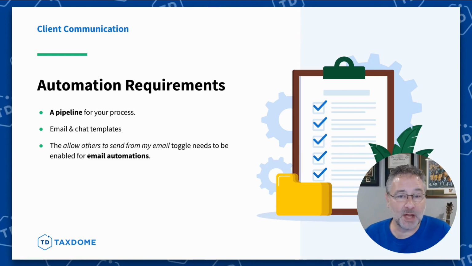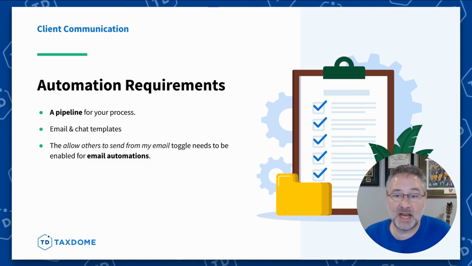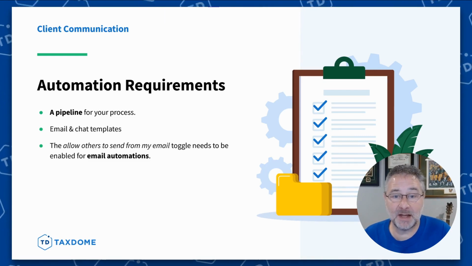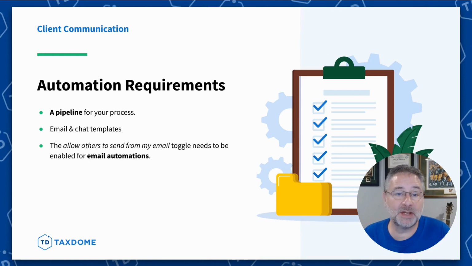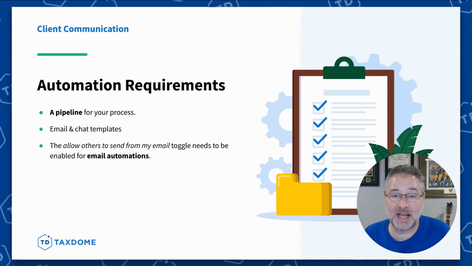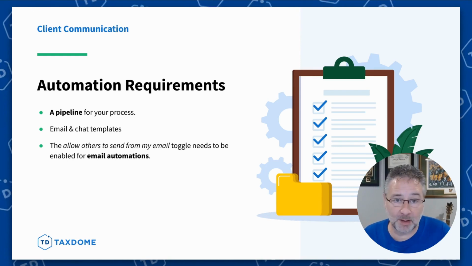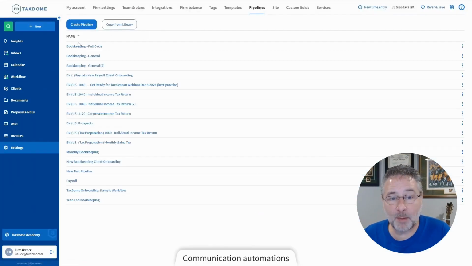The first and most important thing is that you need a pipeline where you'll add the automations, and then you'll need templates for the emails and chats. Also, as we mentioned earlier, you need to enable the toggle in your settings for email sending. Once you have all of that, you're pretty much ready to rock and roll. Now, I have a couple of pipelines ready, but I'll just pick any of them here to show you how this works. We can go through this with this bookkeeping pipeline right here.